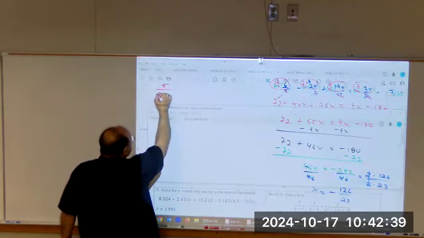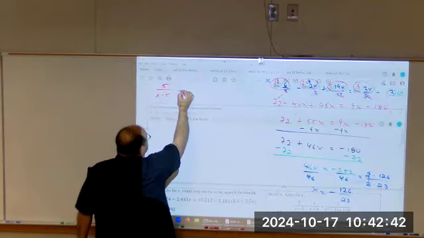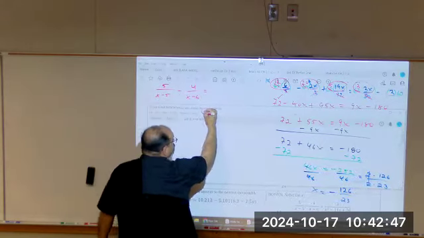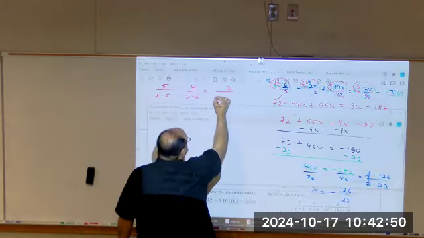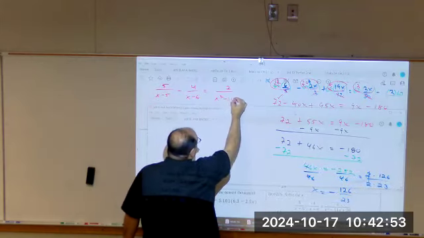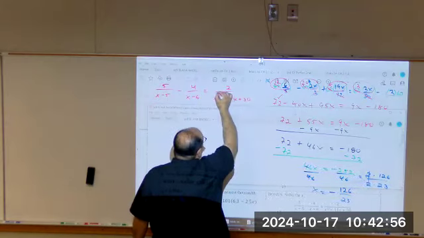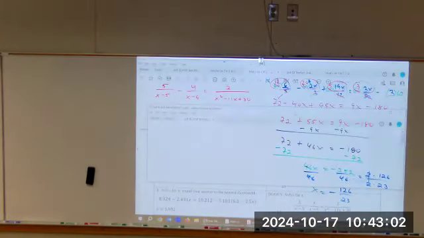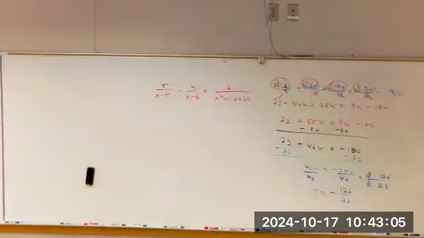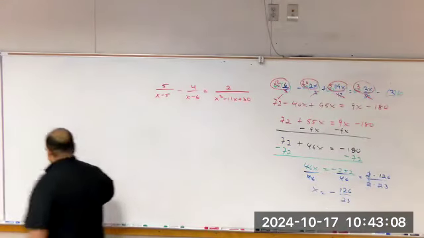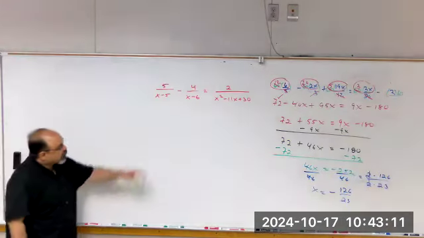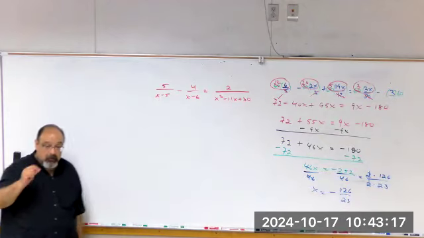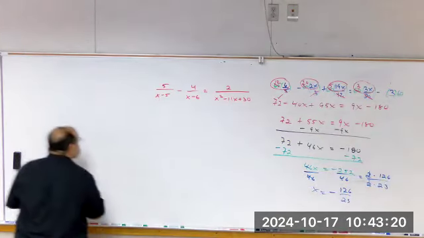Five over x minus 5 minus 4 over x minus 6 is equal to 2 over x squared minus 11x plus 30. We want to undo the fractions in step 1. So the denominator is x minus 5, that denominator is an x minus 6. So I want to multiply by the least common denominator.